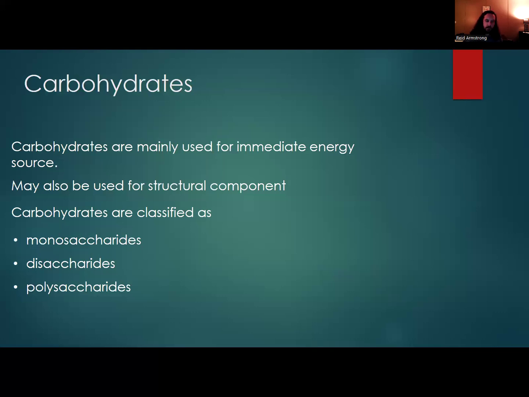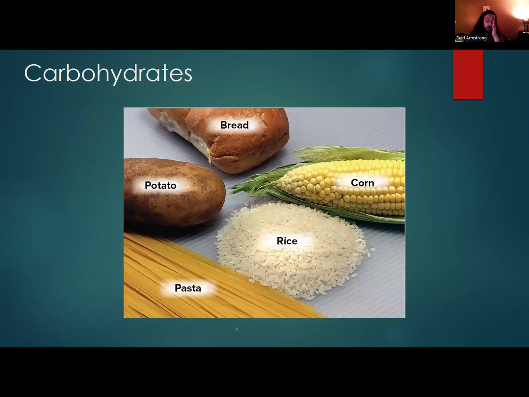But just as a little brief thing, saccharide is a type of sugar. So mono is one, you get that. Disaccharide is two, so it's two sugars. And then polysaccharide is three or more sugars all connected together. So here are some examples of common carbohydrates that you run into in daily life.